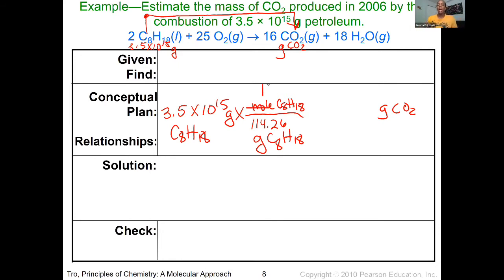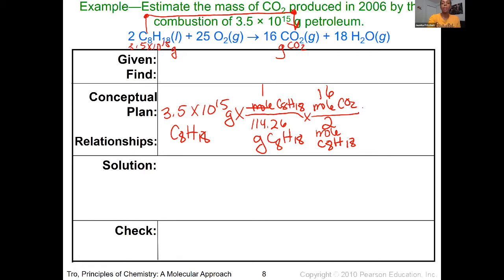Now, because I've gotten to moles, I now can cross my bridge, get to here, through using the mole to mole ratio. And so on the bottom, we'd say moles of C8H18. On the top, we would say moles of CO2. And then last but not least, well, actually, before we get there, let's put in the mole ratio. So that would be 16 on the top is to 2.